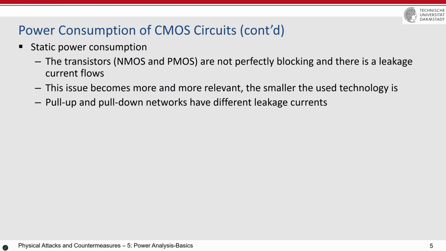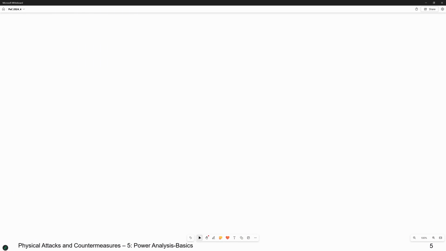The problem is that these pull-up and pull-down networks have different leakage currents now. And then we have a data-dependent static power consumption. To explain what the data-dependent static power consumption is, I have to draw again for you. We consider the NAND gate that we have seen together, right? Which was something like this.